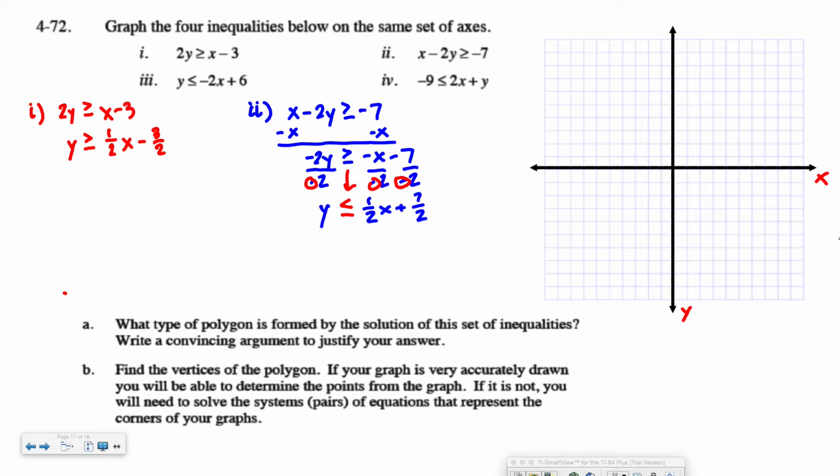Our third one, let's do that one here in black. Let's go number 3. Well, we've already got y is less than or equal to -2x plus 6. This one's already in slope-intercept form, so there's no need to take that any farther. And then our last one here, let's do number 4.